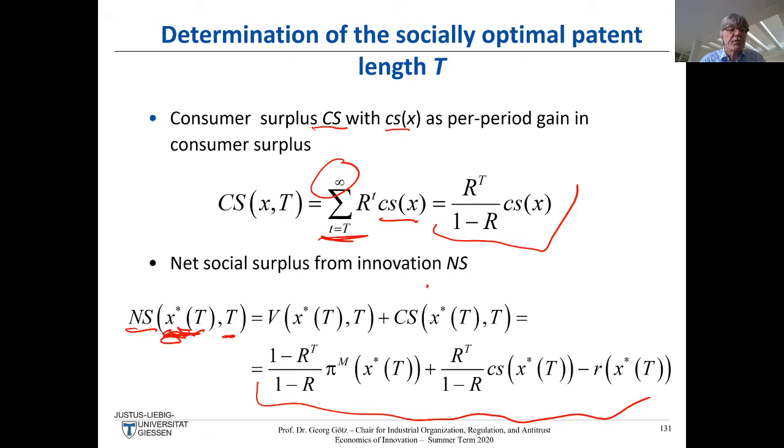The important thing is that, of course, T matters both directly and indirectly. And here's what you see: if you reduce patent length, of course, consumers gain because they get the consumer surplus gain for a longer time. However, we have then also the indirect effect, because X(T) would go down, and therefore we get a smaller gain. That's basically our trade-off.